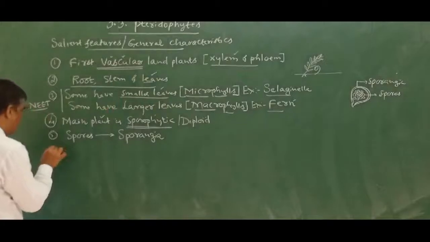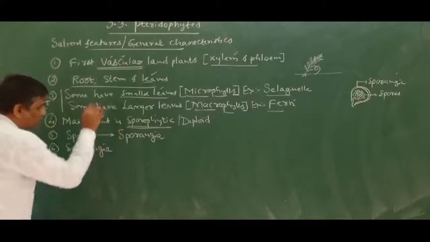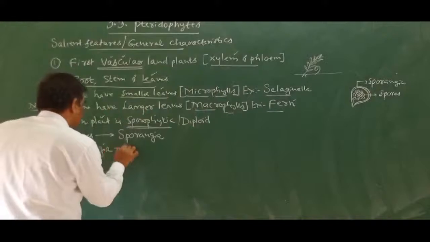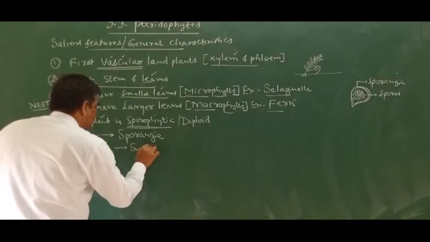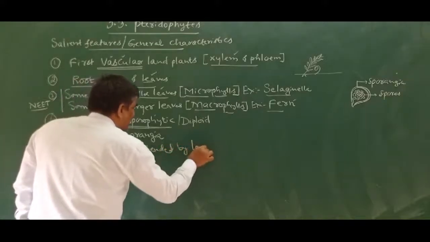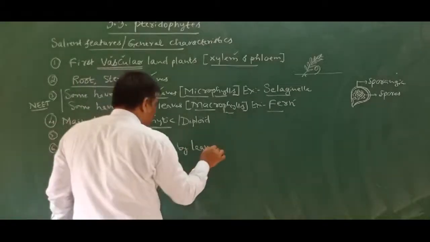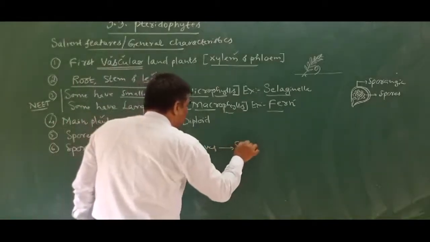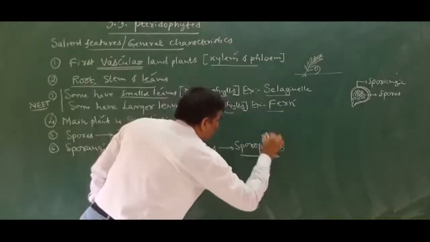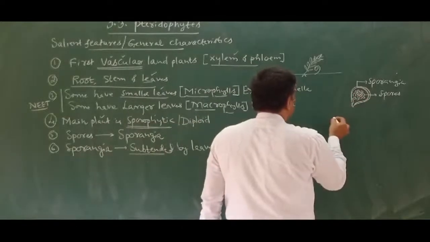What are these sporangia? Sporangia are the structures in which spores are produced. These are subtended by the leaves, which means these leaves have these sporangia, therefore leaves are called sporophylls. Why are the leaves called sporophylls? Because these sporangia are developed on the leaves.